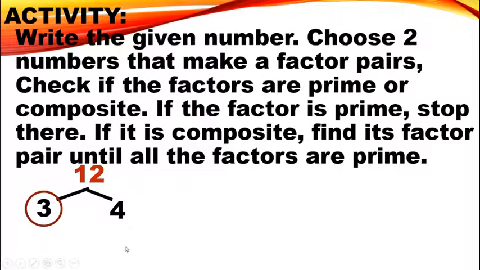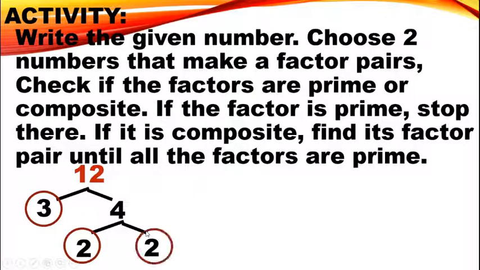How about 4, composite or prime? Very good, that is composite. When it is composite, we need to find its factor pairs again until we come up with prime factors in all the numbers we end with. For 4, what are the two numbers we can multiply to get 4? Very good. That is 2 times 2. So as you can see, 2 is a prime number, so we will encircle it.